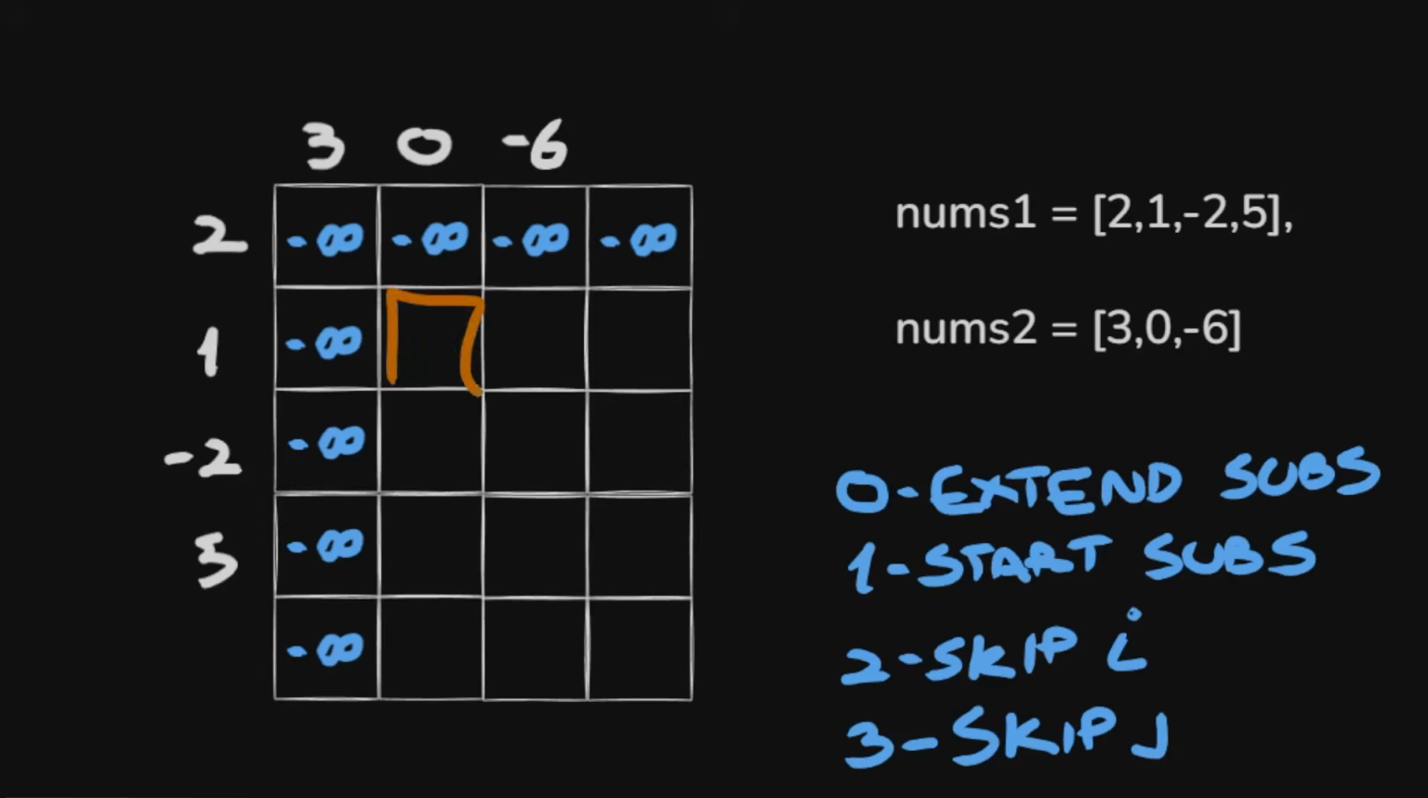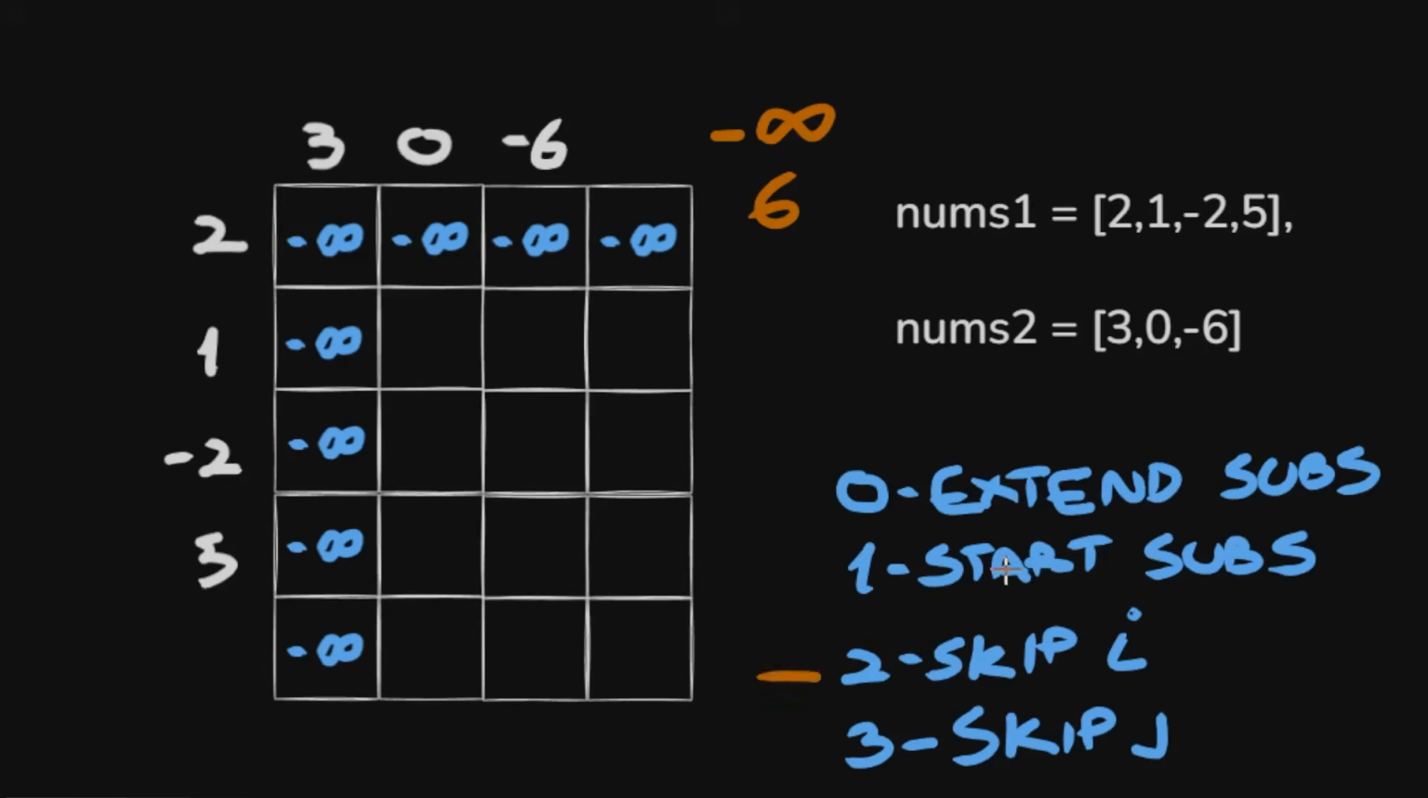Now we are at this cell, and remember that we have 4 possible scenarios. Let's start with this one. What if we extend the current subsequence? Well, in this case, we take the accumulated dot product and add the current dot product, 2 times 3. And 2 times 3 plus minus infinity is minus infinity. For this scenario, we start a new subsequence. So we take 2 times 3, and this is 6.